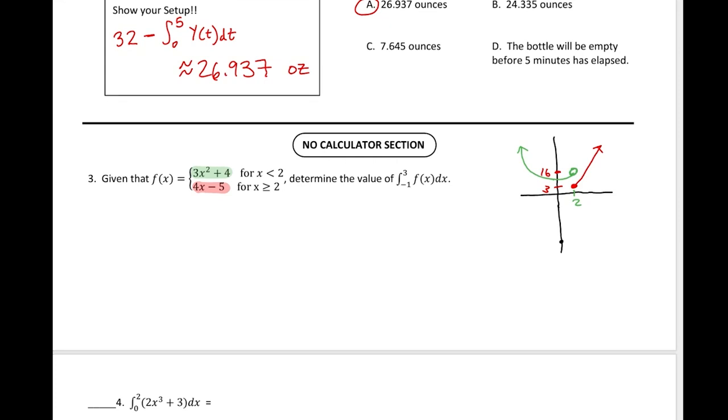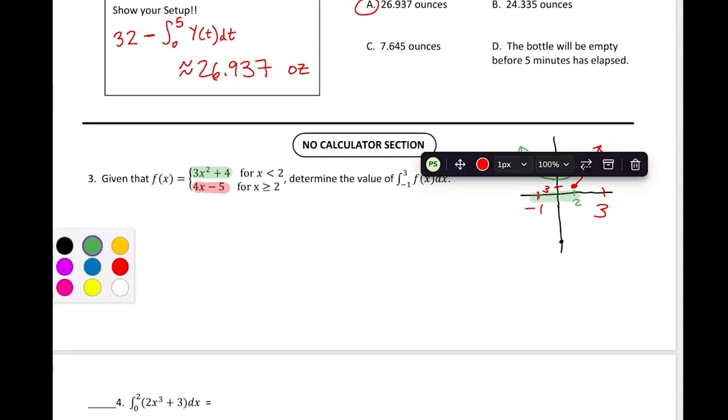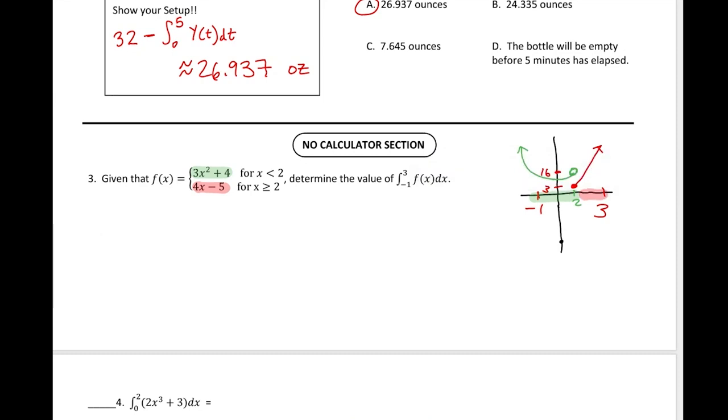trying to find. So basically, we're going to find the area just like we would evaluate this normally using the fundamental theorem, but we need to split it up because the function is defined differently when x is less than 2 versus when x is greater than 2. So if we're going from -1 to 3, we're going to use the parabola, this quadratic function, between -1 and 2. And then after 2, we're going to use the linear piece.